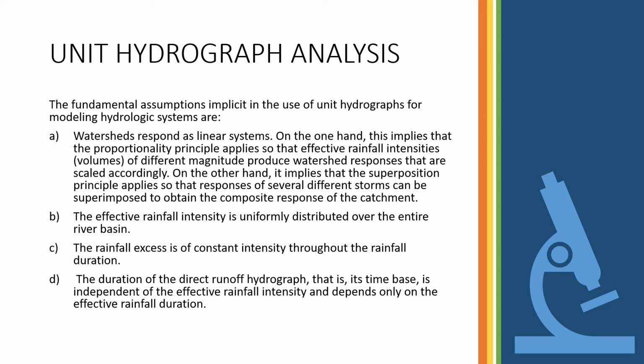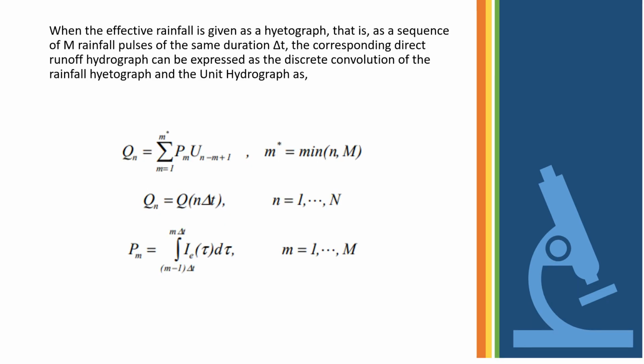The effective rainfall intensity is uniformly distributed over the entire river basin. The rainfall excess is of constant intensity throughout the rainfall duration. The duration of the direct runoff hydrograph, that is its time base, is independent of the effective rainfall intensity and depends on the effective rainfall duration. When the effective rainfall is given as a hydrograph, that is, as a sequence of m rainfall pulses of the same duration, the corresponding direct runoff hydrograph can be expressed as a discrete convolution of the rainfall hydrograph and the unit hydrograph as.